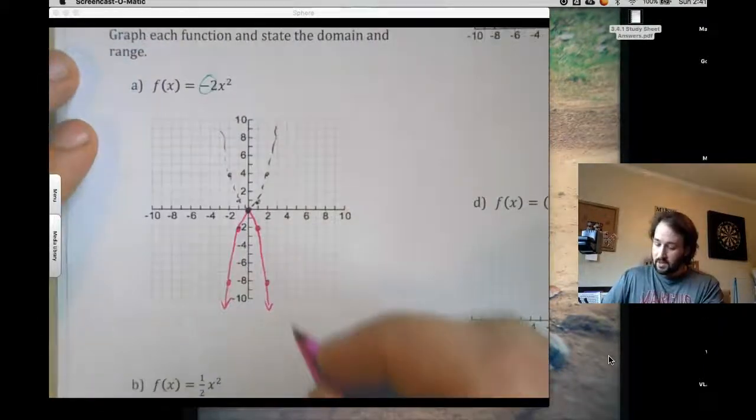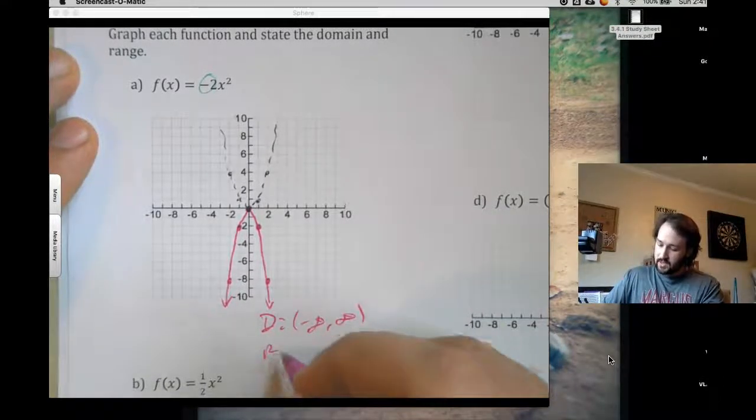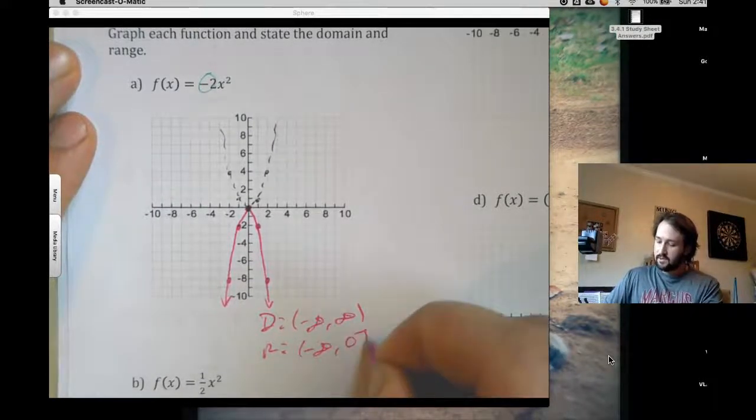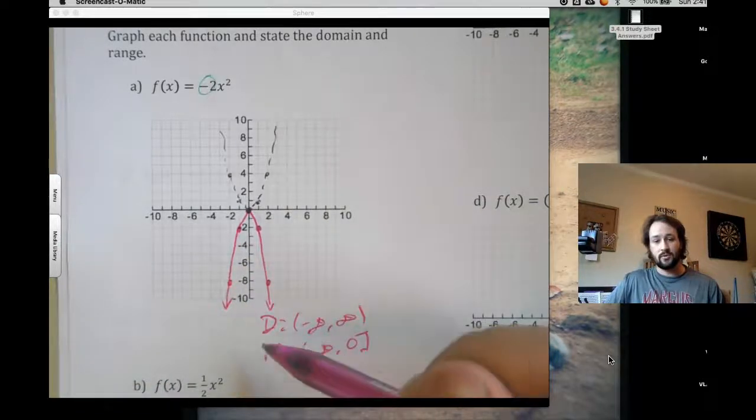All right, now for the domain and range: domain is -infinity to infinity. And notice the range, since we did a reflection, it's now going from -infinity all the way up until 0, where 0 is included. So it's still hitting at 0, so it's everything down below 0.